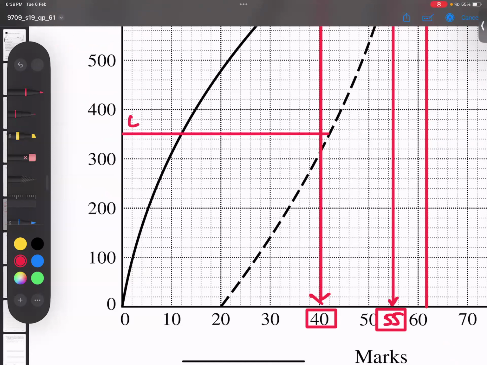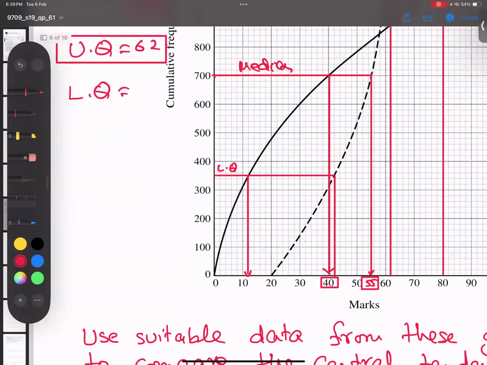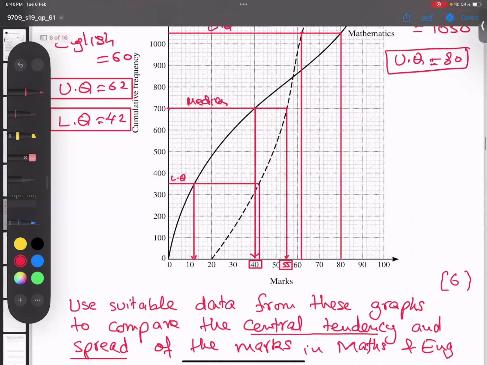Okay, this is LQ, the lower quartile. One point is meeting here. I'm coming down here, so this is 12. And one point is meeting down here, and this becomes 42. So this is the lower quartile. For English, the lower quartile is 42, and the lower quartile of mathematics is 12.